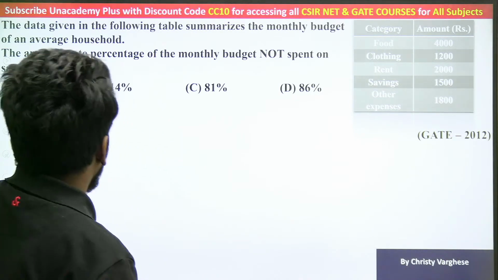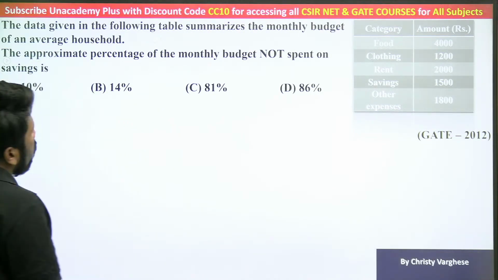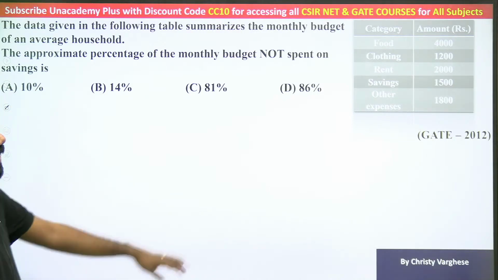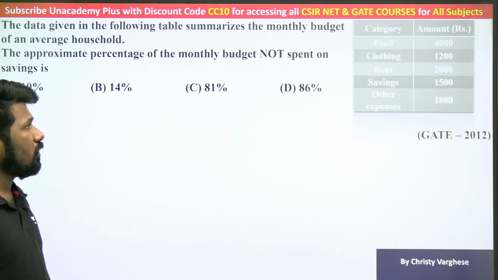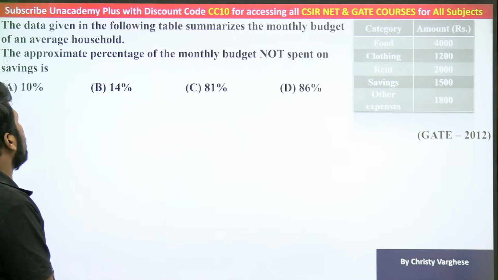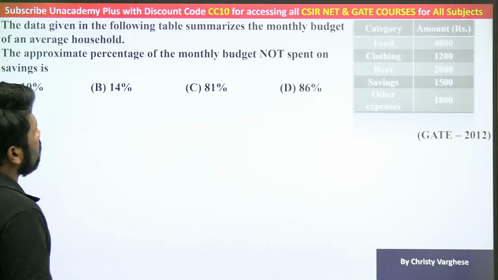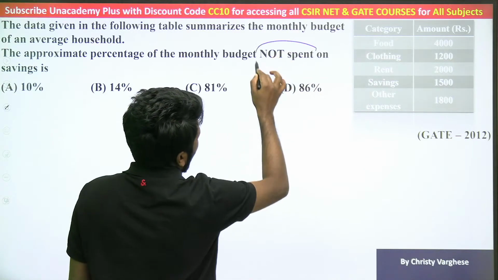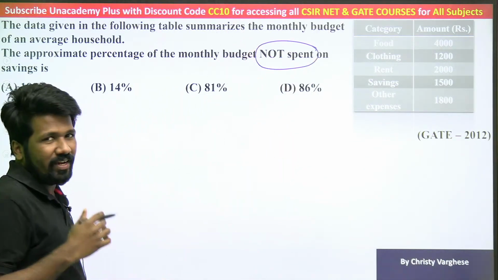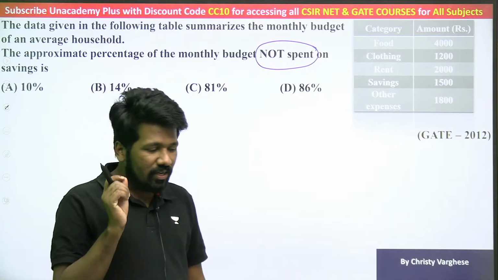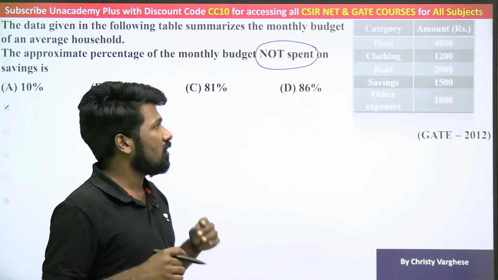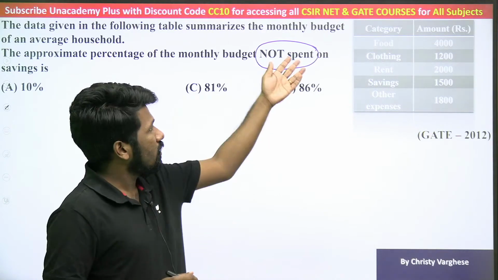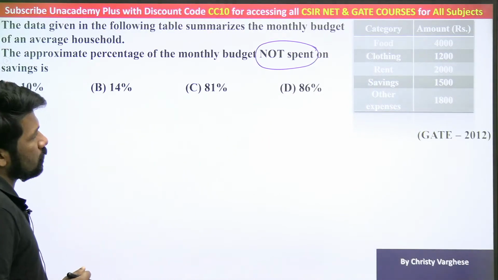Okay, so let's discuss. The data given in the following table summarizes... So here the data representation tool is a table. In the previous two questions there was a bar chart, in this question a table is given. Approximate percentage of the budget not spent. Don't find spent instead of not spent, that is the tip I gave. Read the data very carefully. If spend is read as not spend or not spend is read as spend, the answer will change. This question asks about not spent on savings.